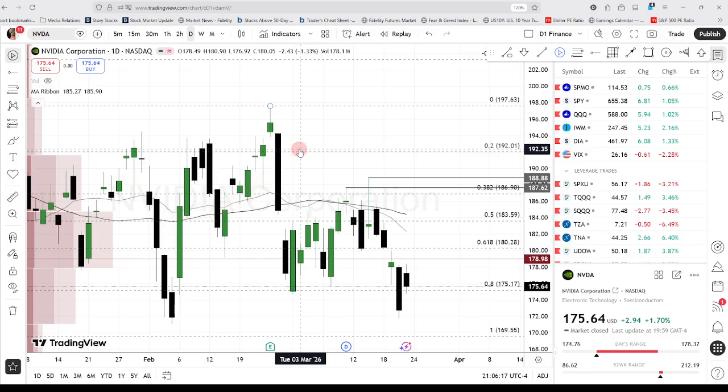Now, one of the first things I want to point out is I have the 20 and the 50 period moving average on my chart here. You can keep it really simple. When the 20 is above the 50, look for bullish setups at the moving average. When the 20 is below the 50, look for bearish setups at the moving average.